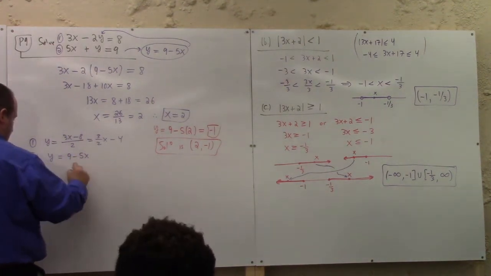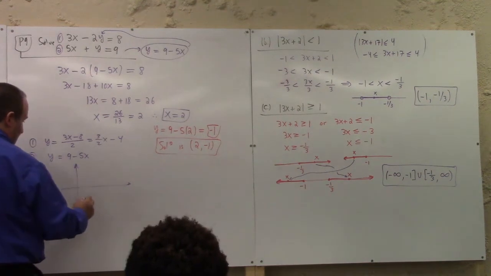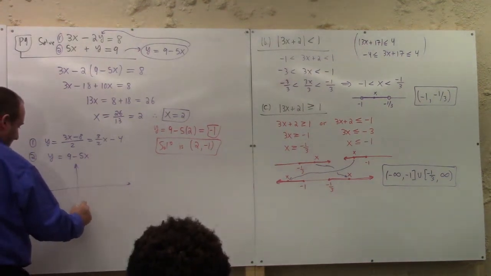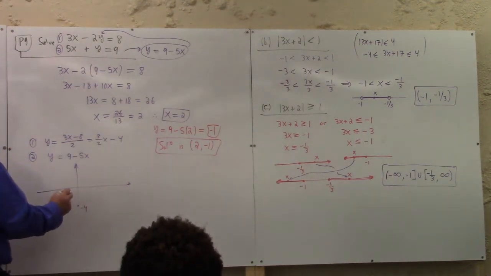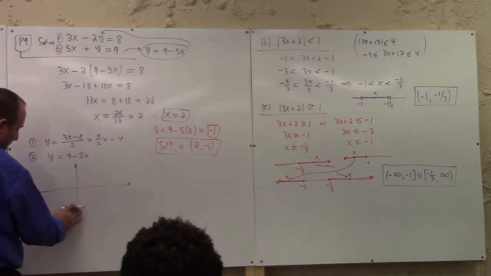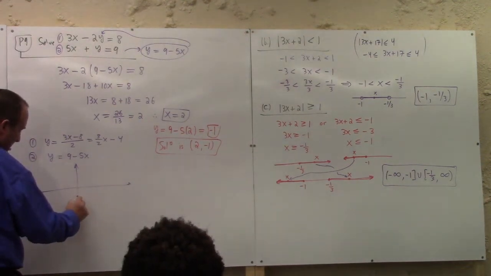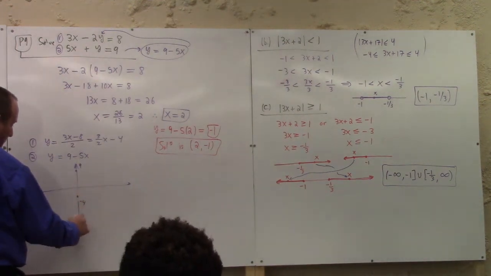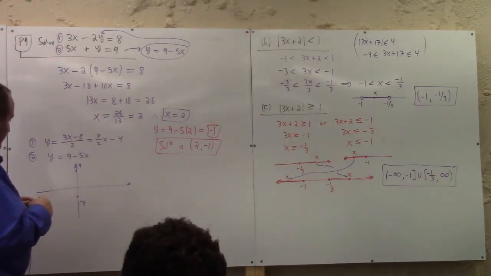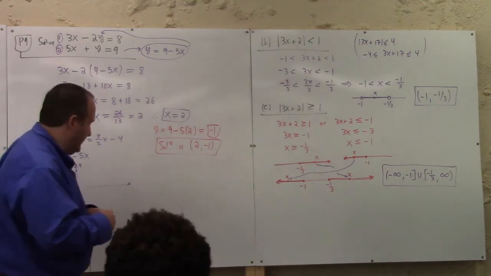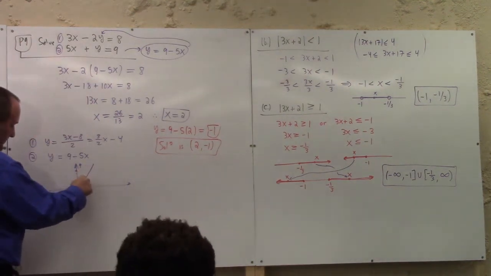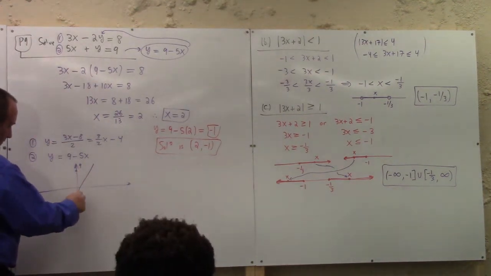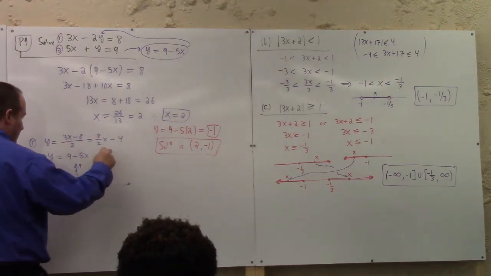So graphically, what's going on here, you've got a y-intercept of minus 4, and, a poor choice of scale on my part, you've got a y-intercept of 9, right? And the slope of the first one is 1.5. So I'm just going to say it's roughly like that. That's the one.